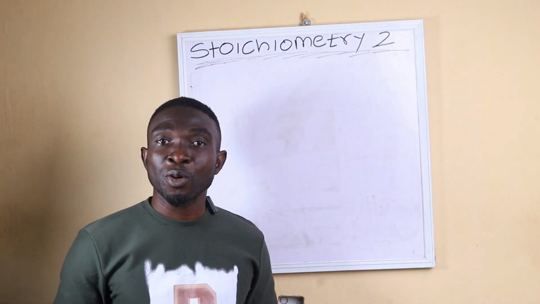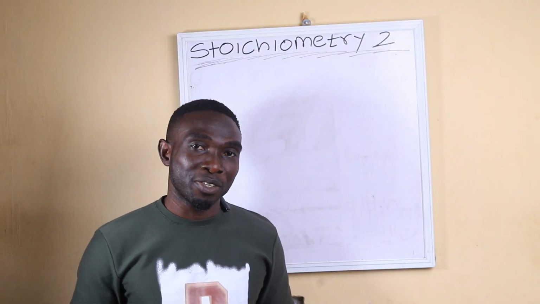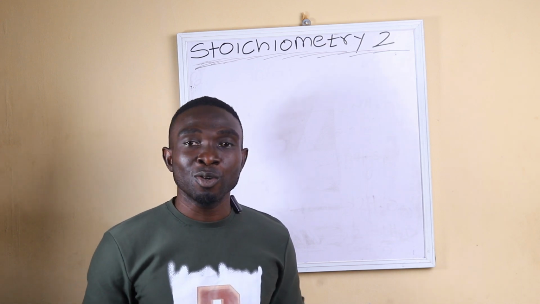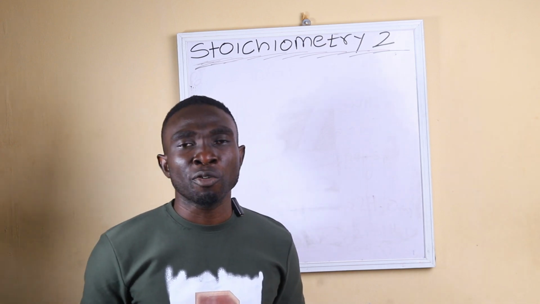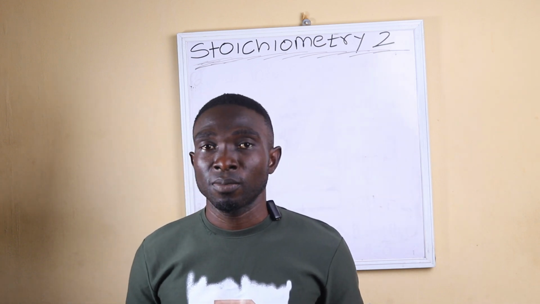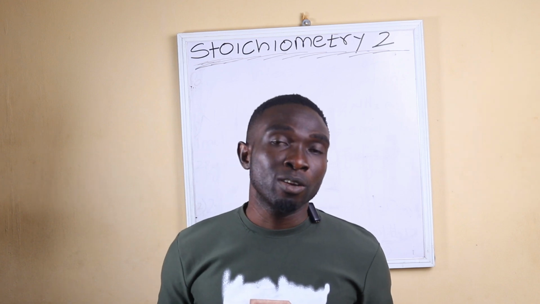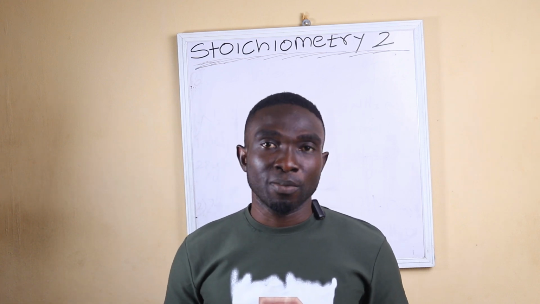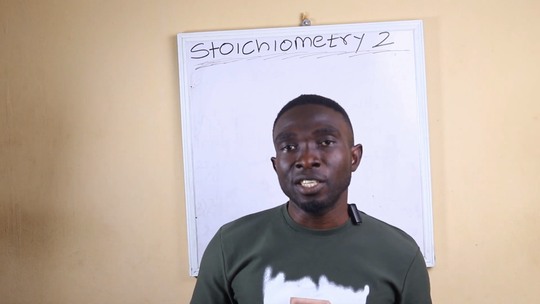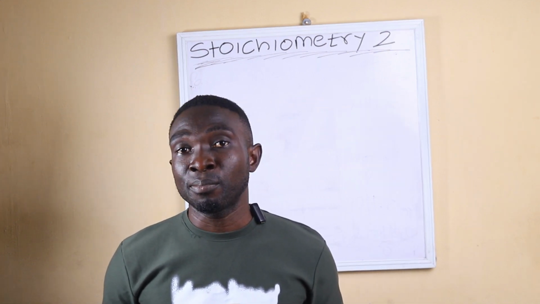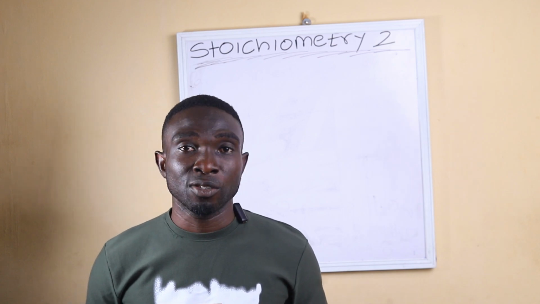In this video, we are going to be talking about the second part of stoichiometry. I am very sure that you have already watched the previous video where we considered different ways of interpreting chemical equations. So today we are going to consider how to do calculations on stoichiometry. We defined stoichiometry initially as the calculation of the quantities of reactants and products involved in chemical reactions.